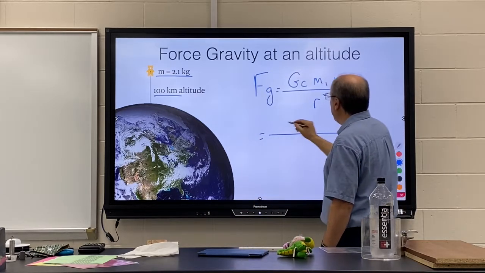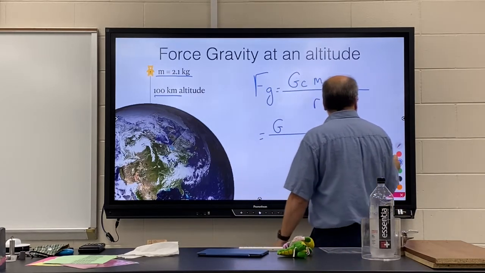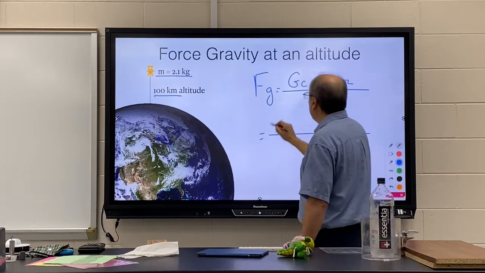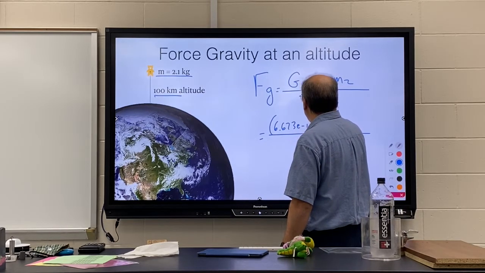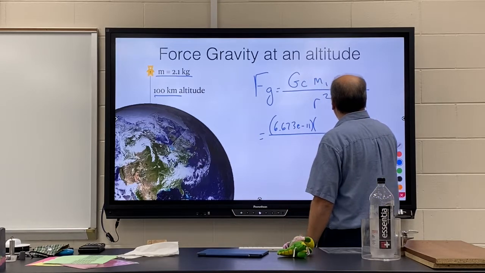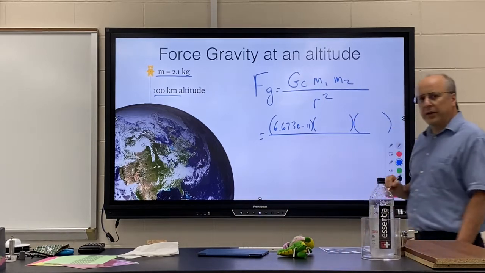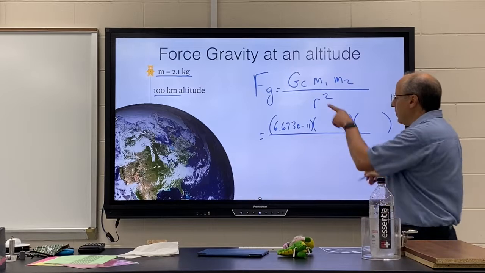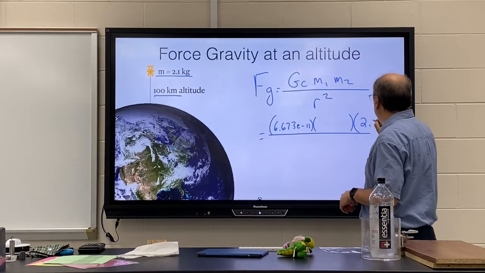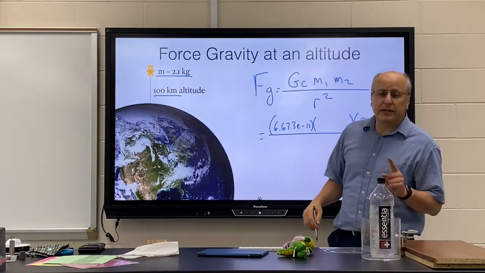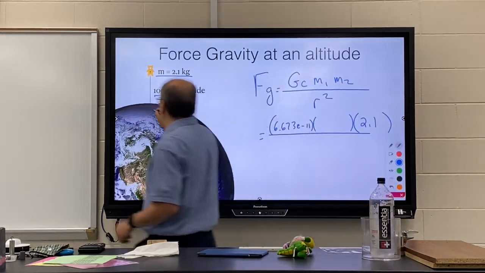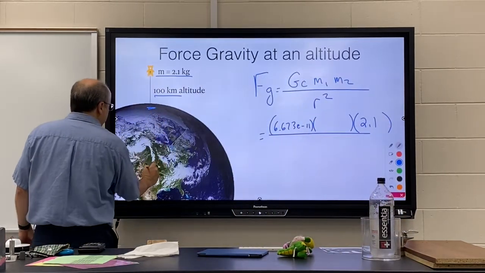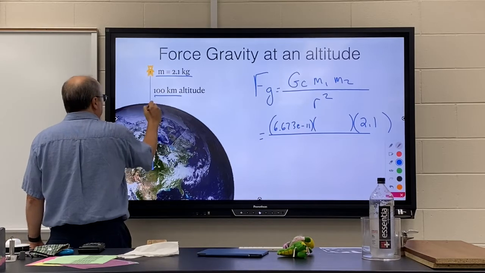You plug in the gravitational constant, 6.673 E negative 11. You put in the mass of the Earth, which you can find on that reference sheet. You plug in the mass of the gummy bear, and this is where things get tricky. The distance is not from the surface, but you have to measure from the center of the planet.